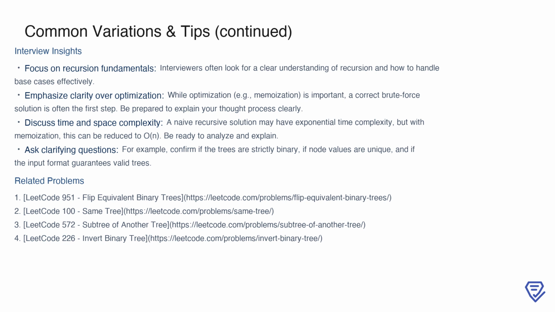It's also important to ask clarifying questions early on. For example, confirm whether the trees are strictly binary, if node values are unique, and whether the input guarantees valid trees. Finally, this problem is closely related to others like same tree, subtree of another tree, and invert binary tree. Understanding these problems can provide additional insights and techniques that may help in solving flip equivalence efficiently.